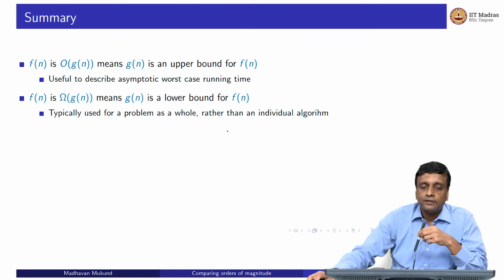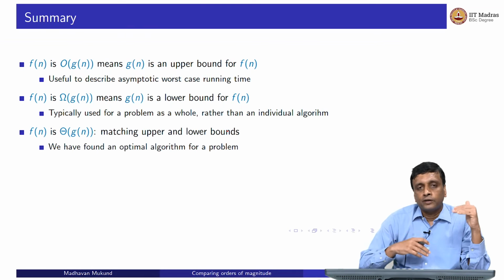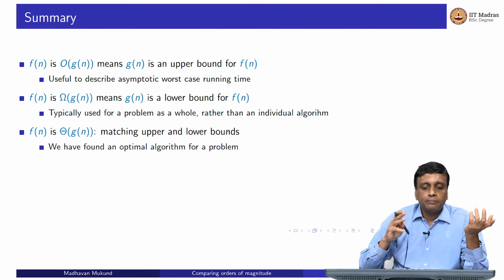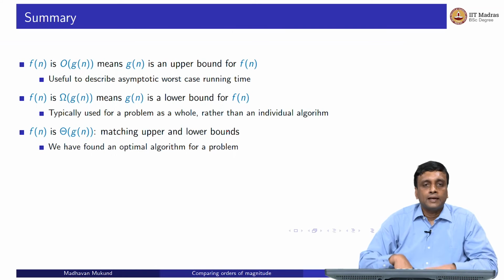And finally, you might have a situation where you have a matching upper and lower bound, and this is a tight bound. And if it so happens that you have an algorithm whose upper bound matches the known lower bound for the problem you are trying to solve, then you are in good shape because you have actually found an optimal algorithm for that problem.